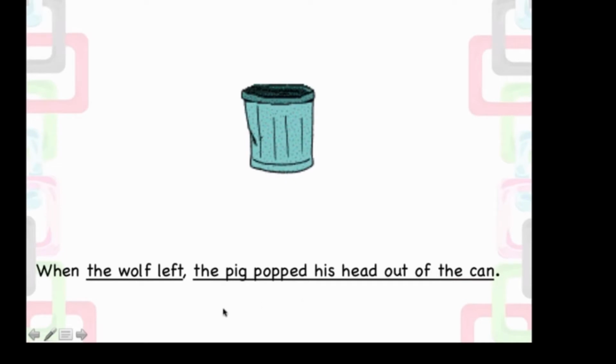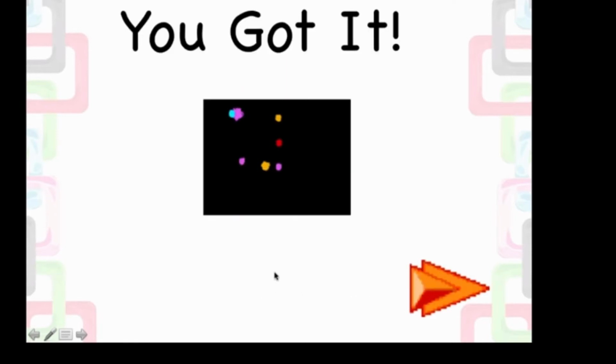Now, look at this one. When the wolf left, the pig popped his head out of the can. All right, so let's focus on the effect. What happens here? All right, go ahead and make your choice now. If you ended up saying that the effect was the pig popped his head out of the can, that's correct. Why? Why did that happen? Because the wolf left. Great job, guys.